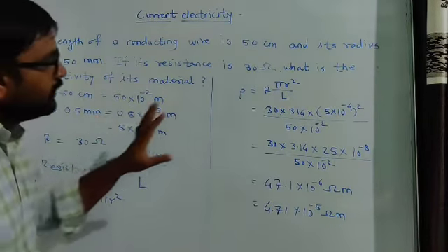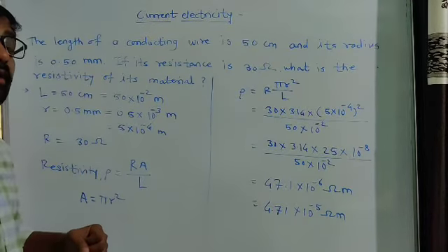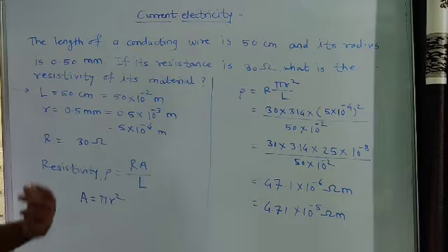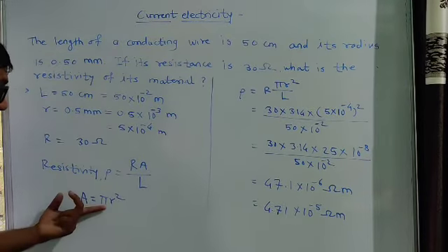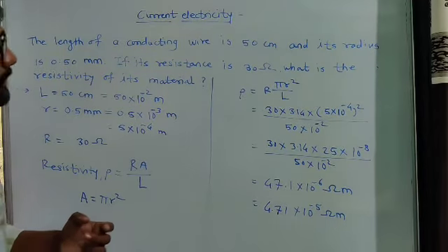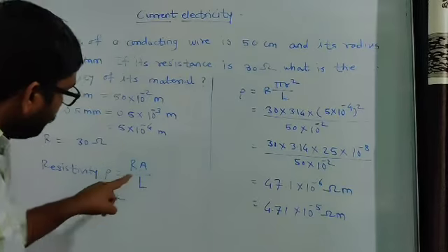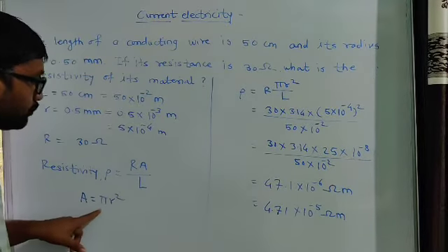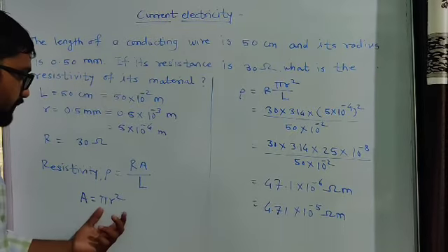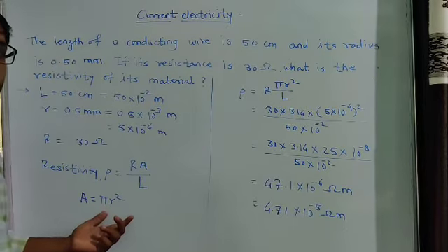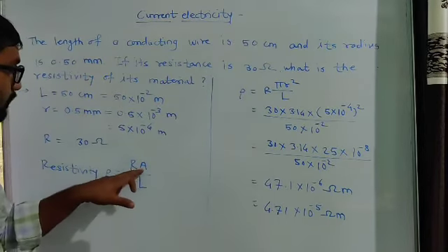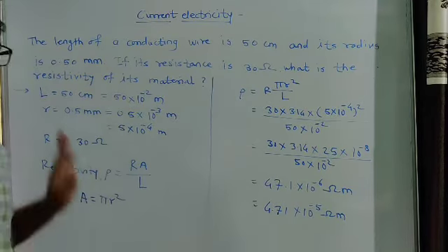In such a way we just put all the values in this formula. We know the formula of resistivity is RA divided by L, and area is given by pi r square. Instead of A, area, we have to put pi r square, because we know the wire is circular in shape, that is why we take the area of a circle, pi r square.